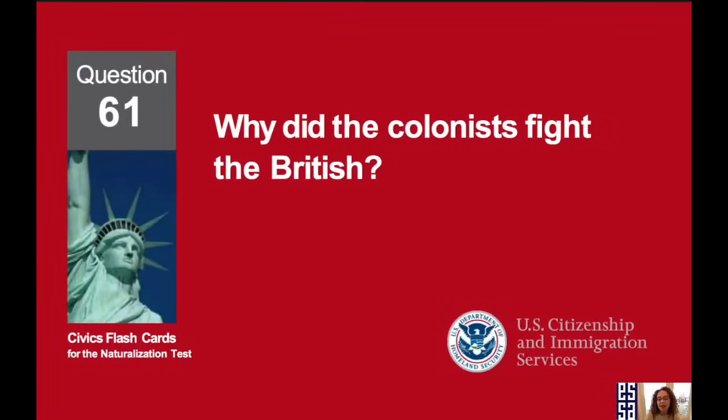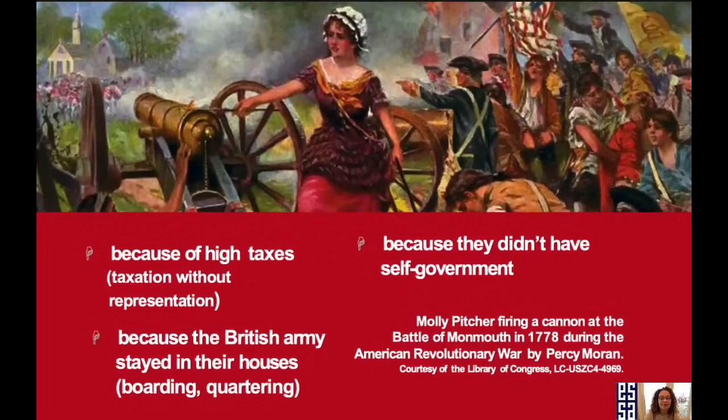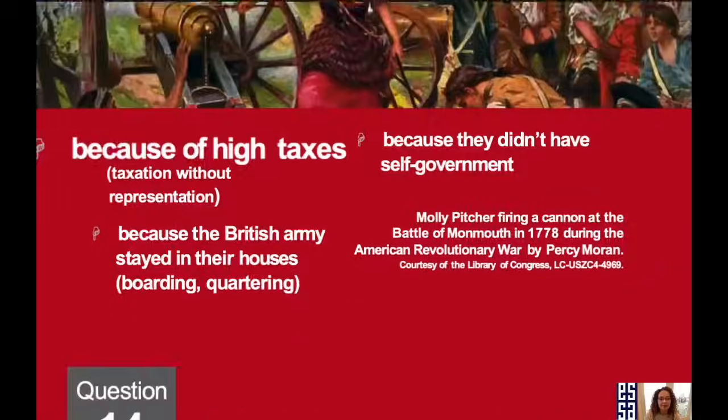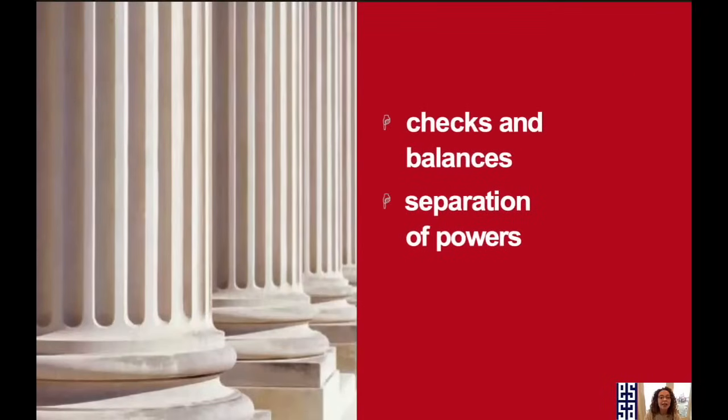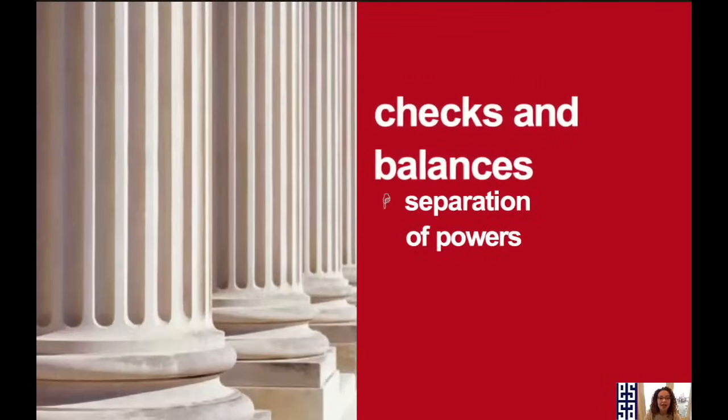Why did the colonists fight the British? Because of high taxes. What stops one branch of government from becoming too powerful? Checks and balances.